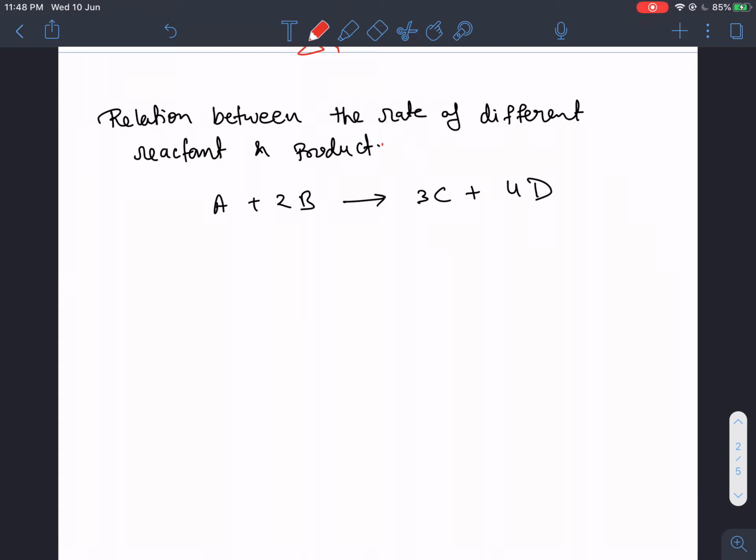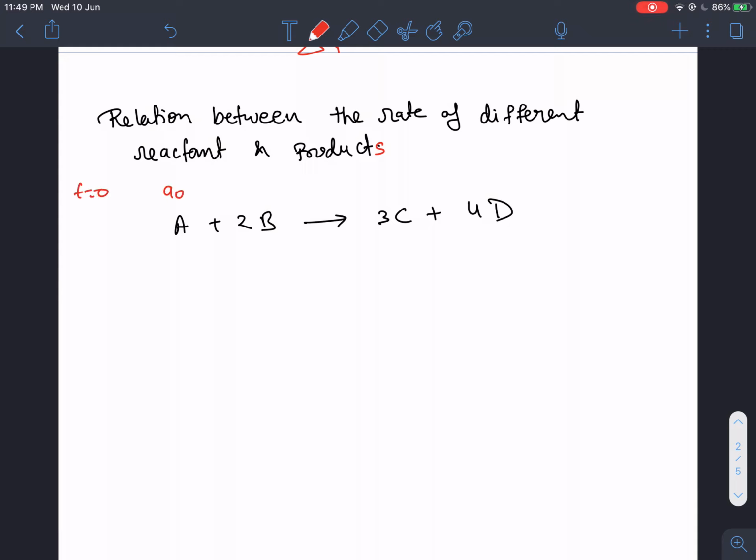Let's see, guys, it's very simple. For instance, I took one hypothetical reaction in which A plus 2B is consumed and we get 3C plus 4D. Now let's consider the initial molar concentrations. I took A0 as the concentration of A at T equal to 0 and B0 as the concentration of B. I took 0 concentration of C and 0 concentration of D. That means I started my reaction by taking only A and B in the container, with initial amounts A0 and B0.